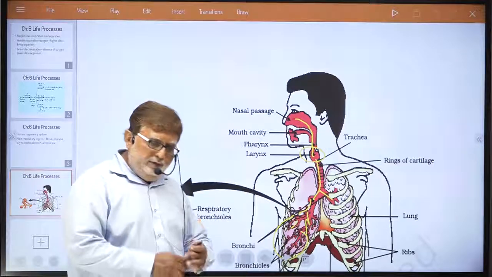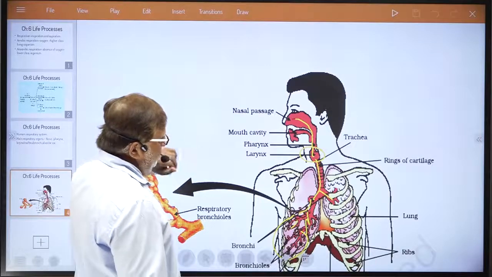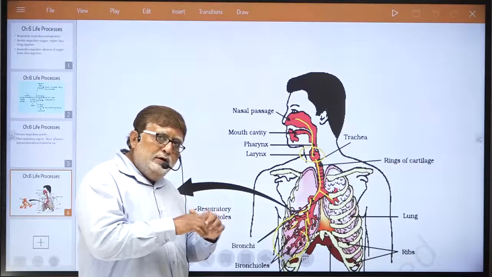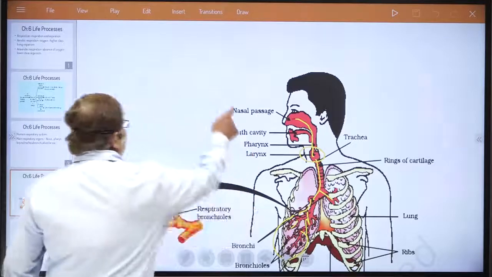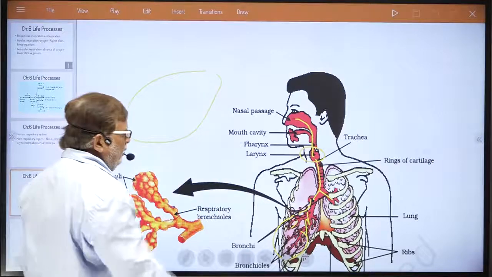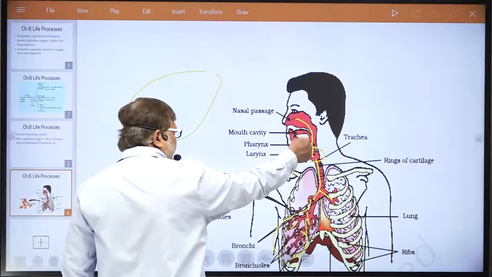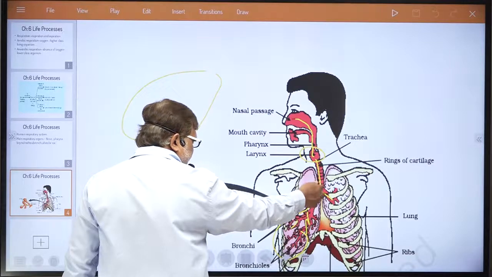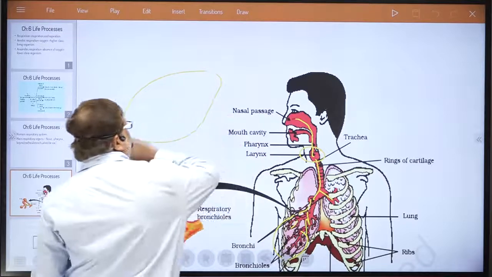Understand? Now what happens actually, dear student? Try to understand this process very well, okay? Let us try to understand what actually happens in the alveoli. I am just trying to show the alveoli. Suppose this is an alveolus, dear student. Now oxygen-rich air from the nostril goes to the pharynx, then the larynx, then it goes to the trachea, then from the trachea it goes to the bronchi, and through the bronchioles it enters into the lungs.